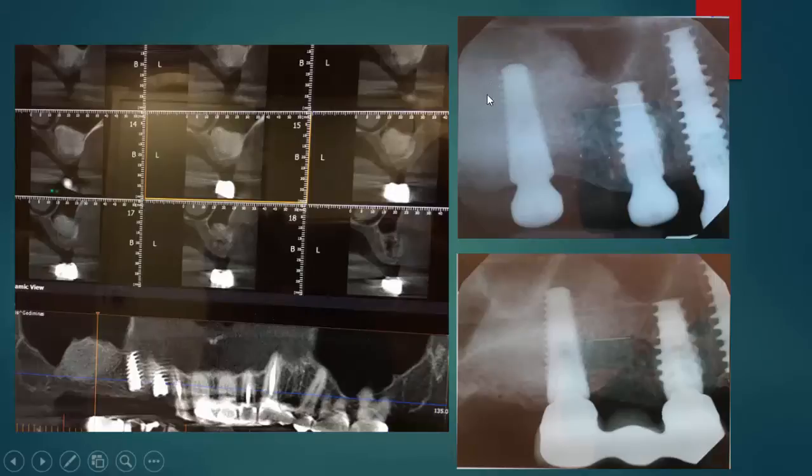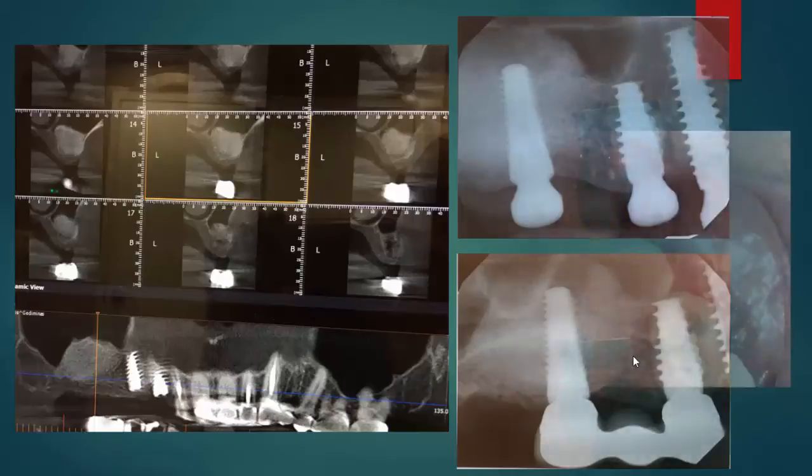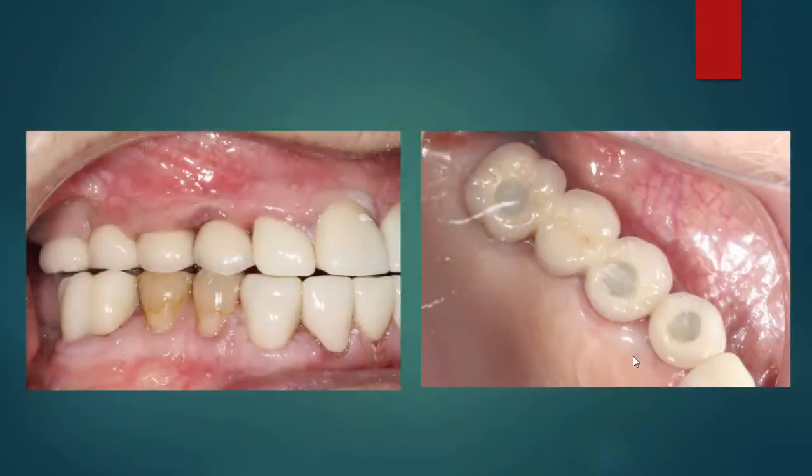محاطة بشكل كامل بالعظم. وهي الإكس-راي was taken 1 year after restoration. Completely the implant is surrounded by the bone and we can see the stability of the bone level. وهي الفاينل restoration after 1 year of the implant placement.